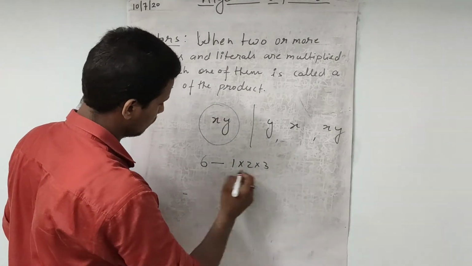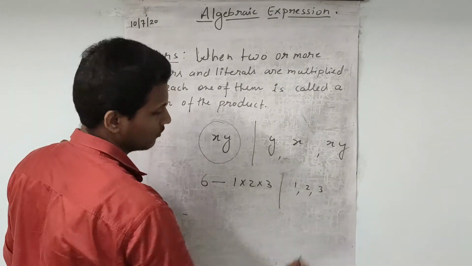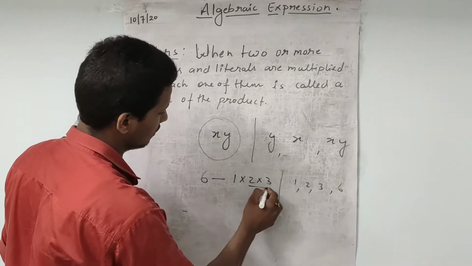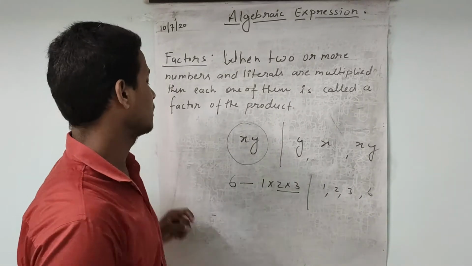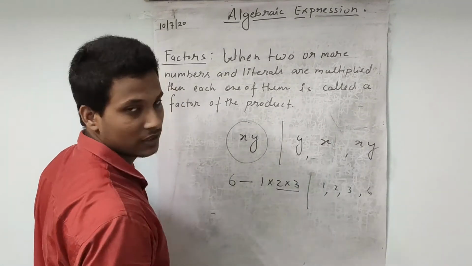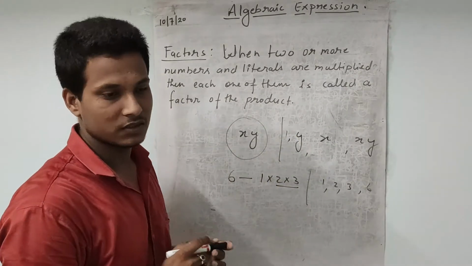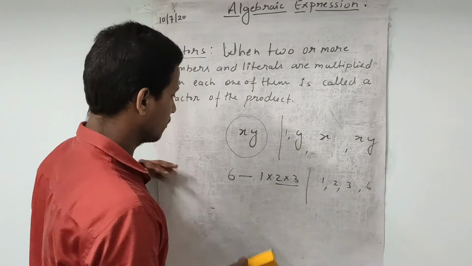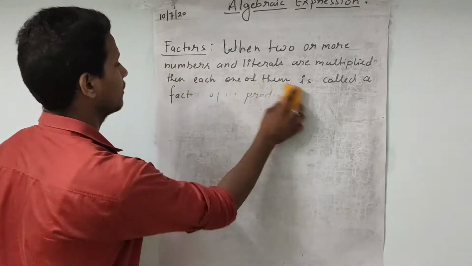So factors of 6 are 1, 2, 3, and 6 also, because 1 multiplied by 6 is 6. In such manner, x, y and xy are the factors, and 1 is also a factor. 1 is always a factor of any product or any value. So this is the concept of factor.